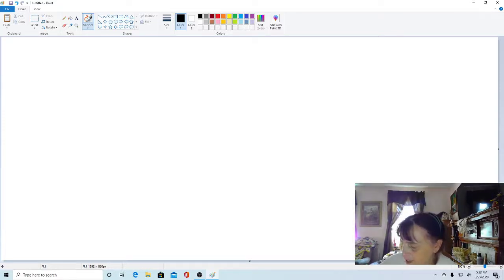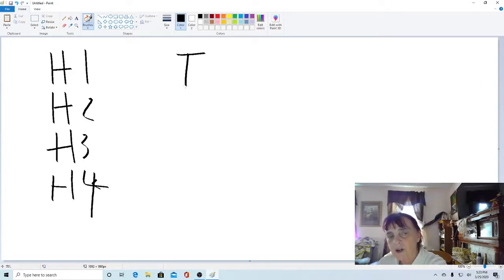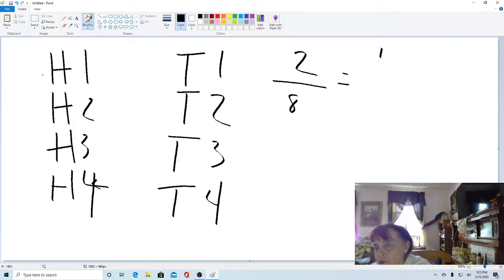Determine the probability a head is flipped and an odd number is obtained. Okay, you have H1, H2, H3, H4, T1, T2, T3, T4. There's 8 different possibilities. 2 of them are possibilities of a head and an odd number, H1 and H3. So it'd be 2 over 8, which reduces to 1/4.